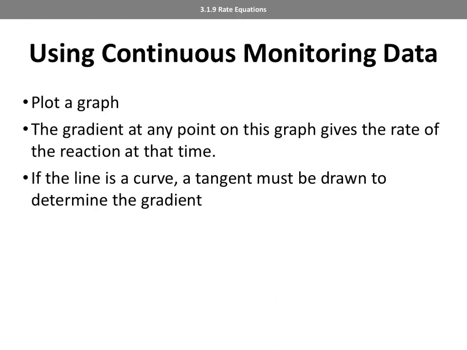Now, once we have our data from any of those methods that we've just looked at, we can plot a graph. The gradient at any point on that graph will give us the rate of the reaction at that point. If the graph is a curve, and they usually are, then we need to draw a tangent to the curve at that point. A tangent is a line that touches a curve at only one point.